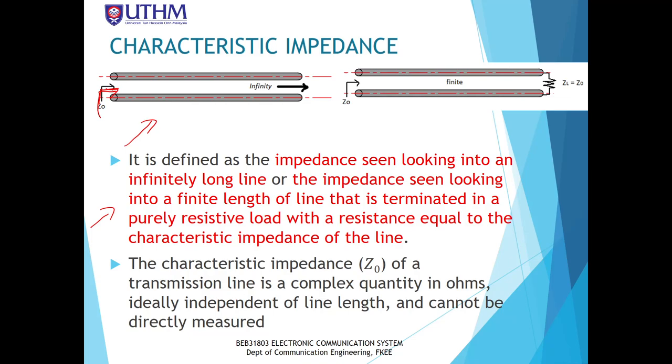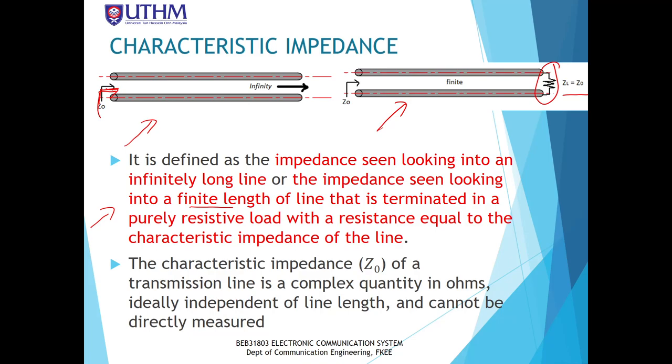the impedance of the long transmission line. Or if we have a short transmission line, it is the impedance seen looking into a finite length of transmission line that is terminated in a purely resistive load, which is equivalent to the characteristic impedance of the line. So if you are using a short transmission line, it looks as if it is terminated with a load impedance equal to the characteristic impedance. So this is quite confusing a little bit.